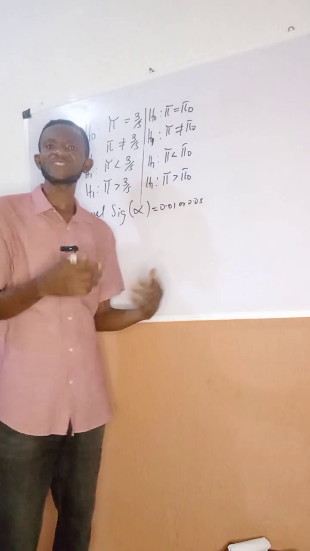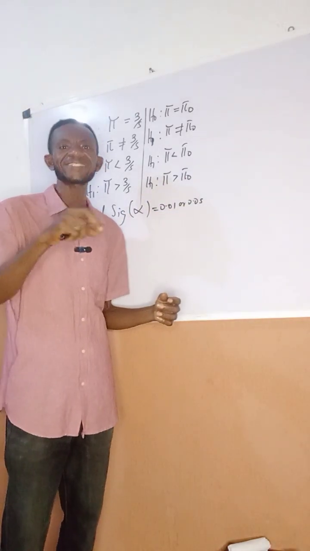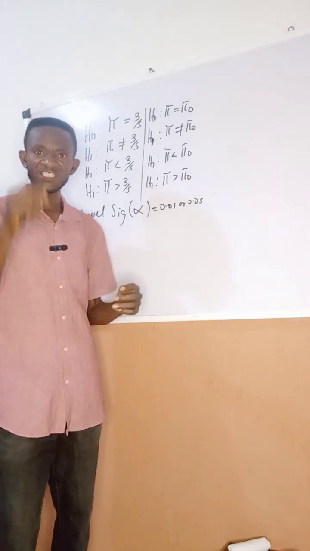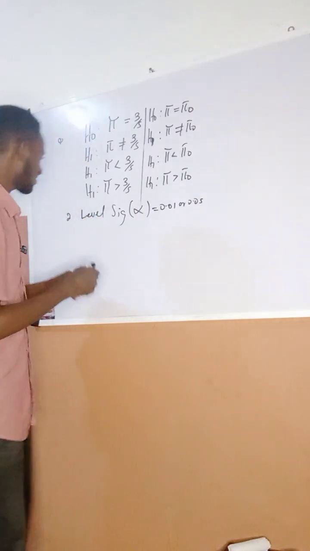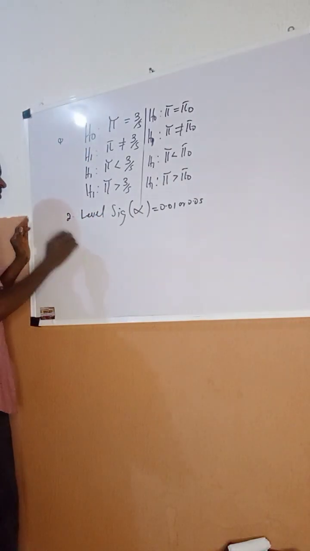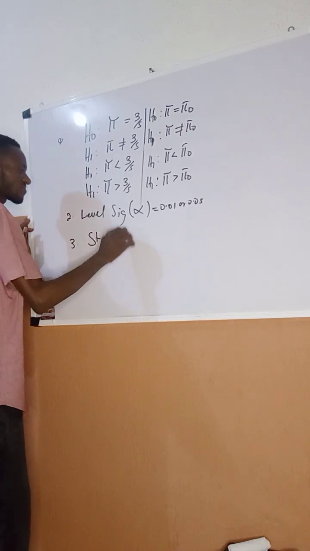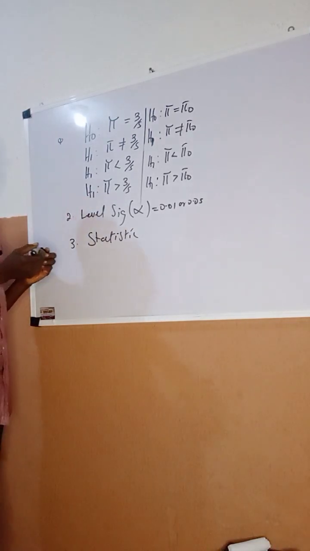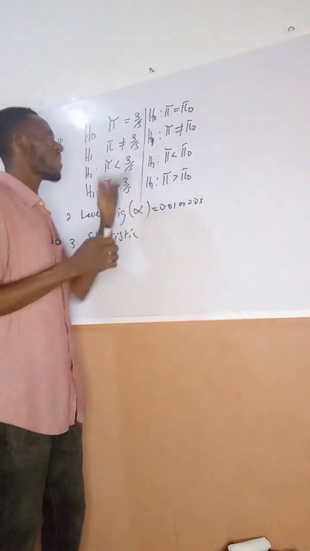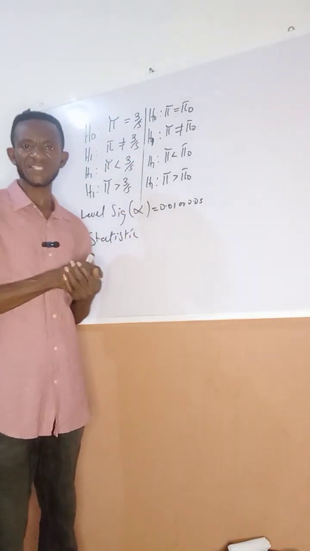Then the third step is now going to be to state the test statistic. To state the test statistic. That is the number 3 thing we are going to do. State the test statistic. And before we define this test statistic, let us go back now to the beginning of this test.